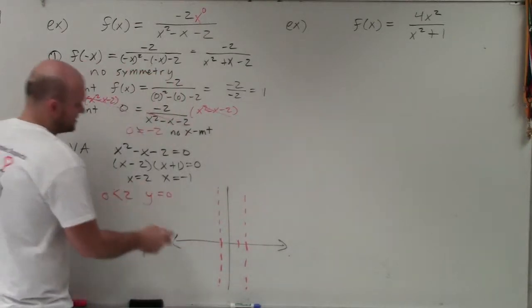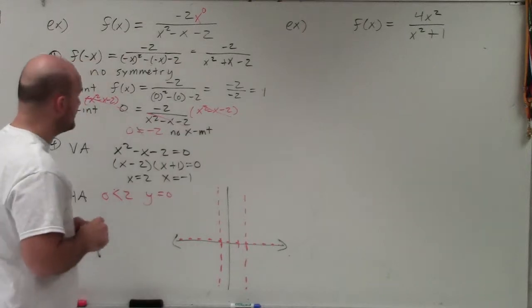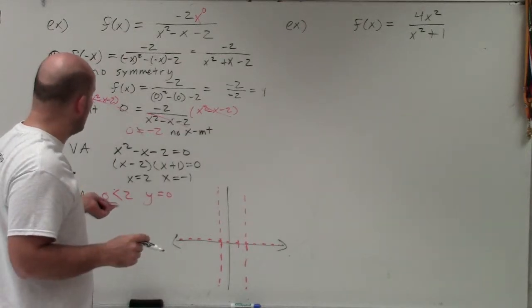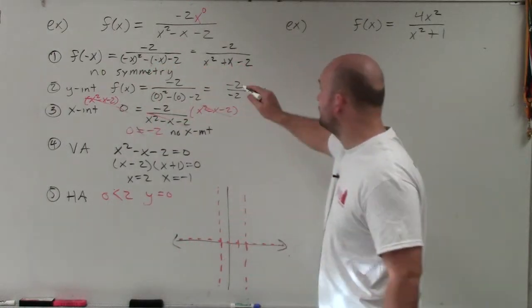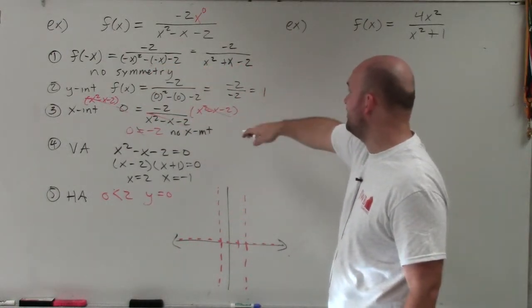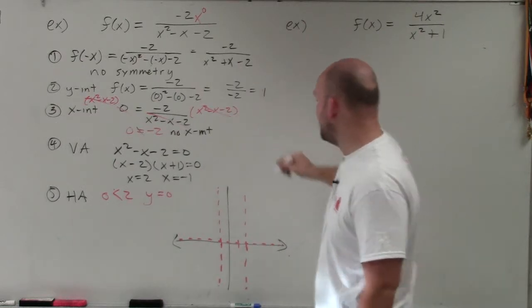We also have a horizontal asymptote at y = 0. OK? So now we just need to determine what, again, the graph is going to look like. So basically, the other point, I'm sorry, is we don't have an x-intercept, so the graph doesn't cross the x-axis. But we do have a y-intercept at +1.